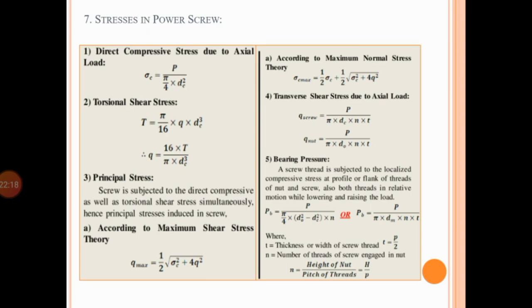Once again, there is also common contact between the threads of the nut and power screw, so there will be a bearing pressure between them. So bearing pressure should be calculated. Bearing pressure Pb is equal to P upon pi by 4 into do square minus dc square into n, or you can also use the equation P upon pi dm n into t, where do is the outer diameter, dc is the core diameter, and dm is the mean diameter. Herein n is equal to the number of threads. If the number of threads is not given, then you can easily calculate it by taking the ratio of the height of the thread H upon the pitch of the thread. Once again, if thickness is not given, then thickness should generally be taken as half of the pitch, p by 2.